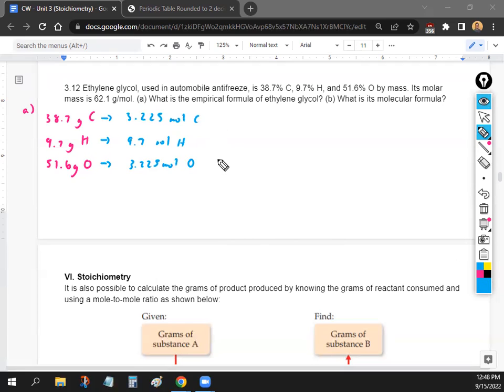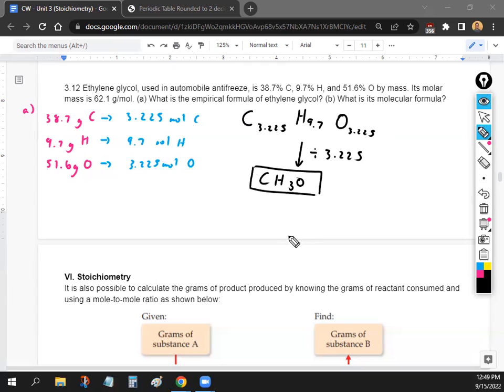Cool. Okay, now we can set up the empirical formula by using these moles as our subscripts. So we're going to do C 3.225, H 9.7, O 3.225. And then we're just going to divide by the least common factor, which is 3.225. And that will give us a mole ratio of CH3O. So this is going to be our empirical formula. Okay.